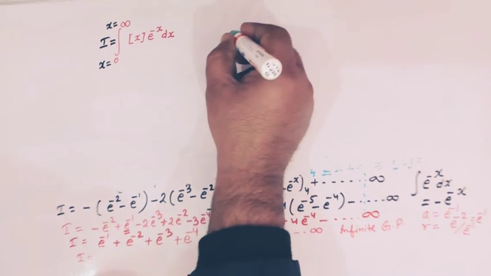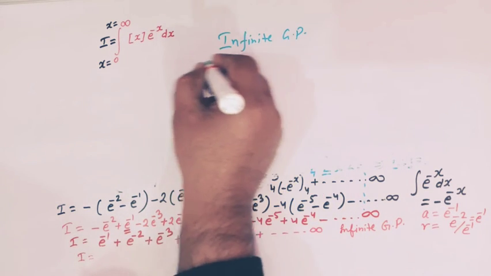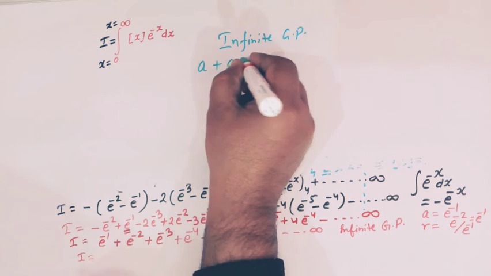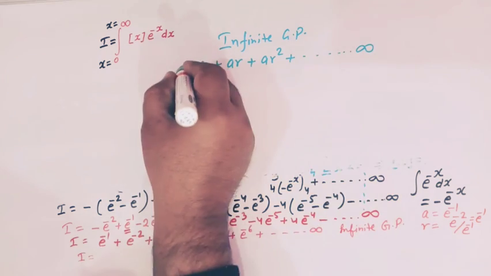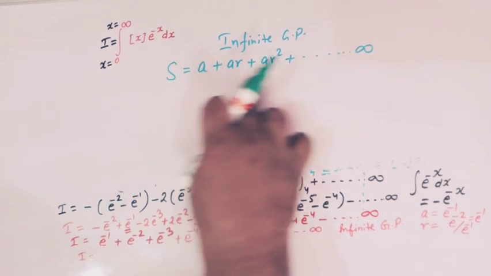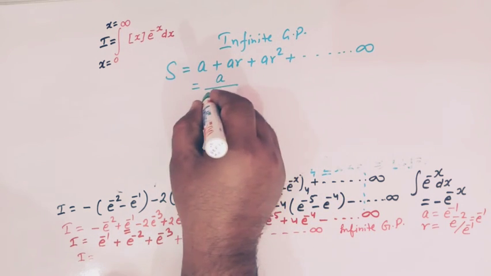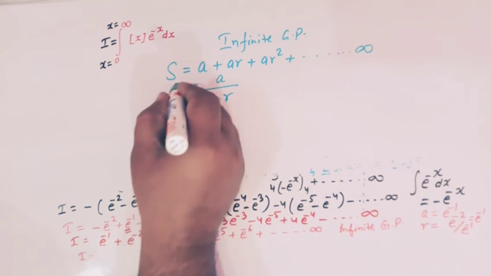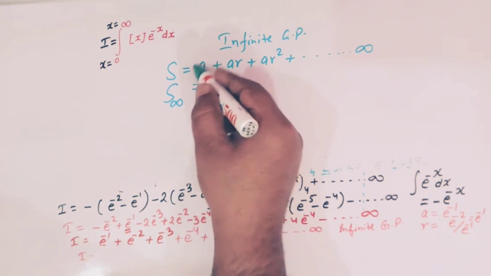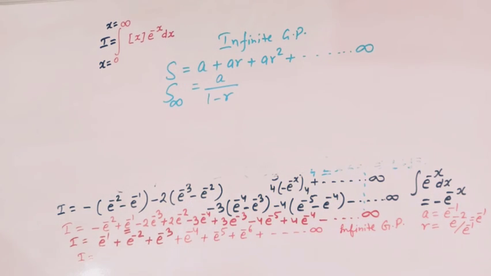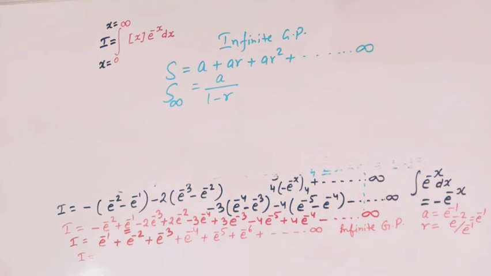Now if we have an infinite GP as a plus ar plus ar square and so on, then the sum of this geometric progression is given by a divided by 1 minus r, right? So the sum of an infinite GP, geometric progression, whose first term is a and the common ratio is r is given by a divided by 1 minus r, right?